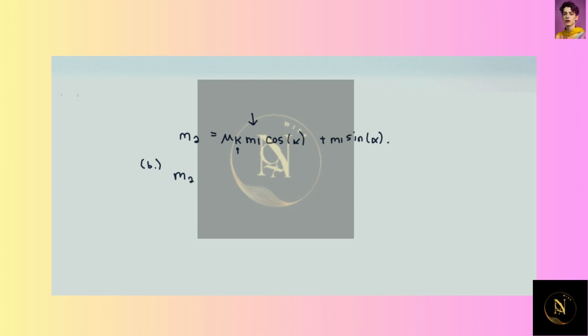And so we can say that m2 is equal to negative mu k m1 times cosine alpha plus m1 sine of alpha. Notice this term didn't change sign. The only thing that changed was this. And so that's the final answer for part B.